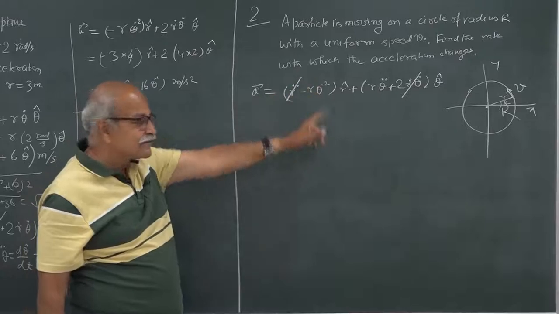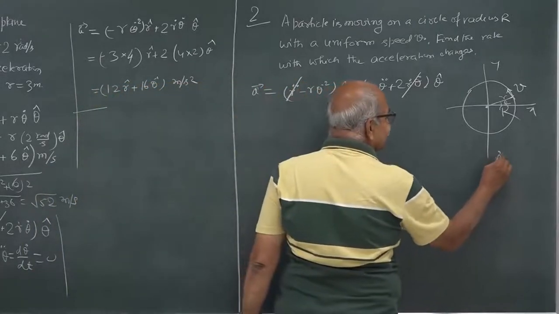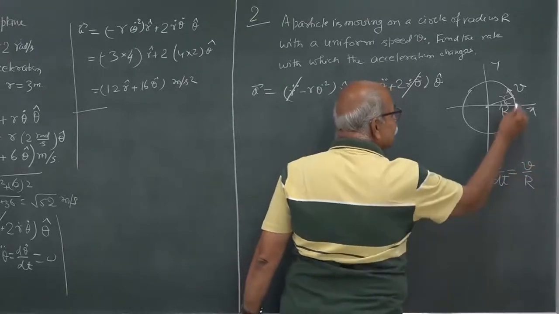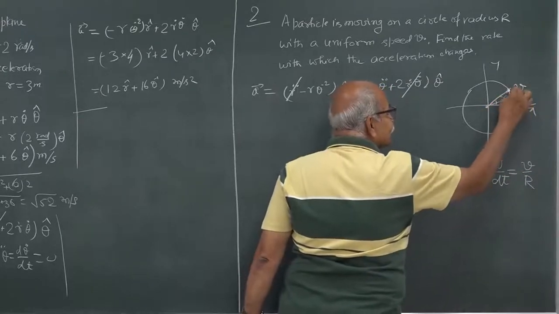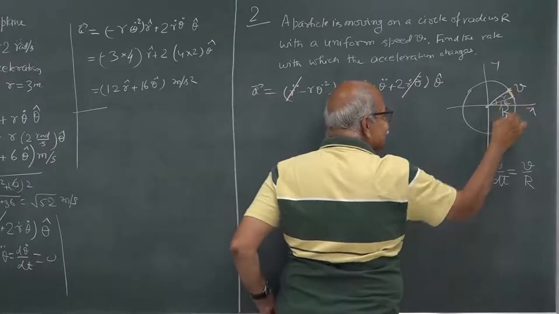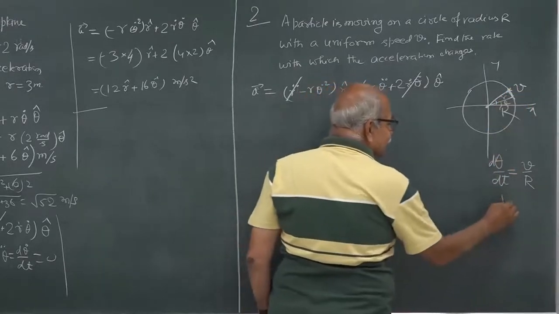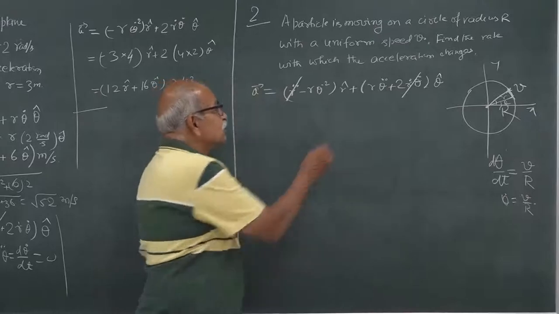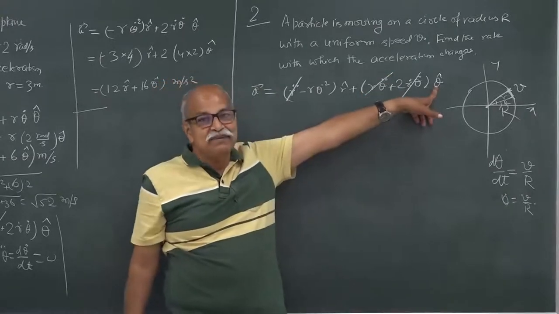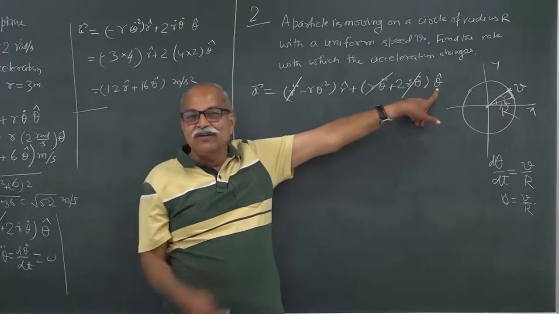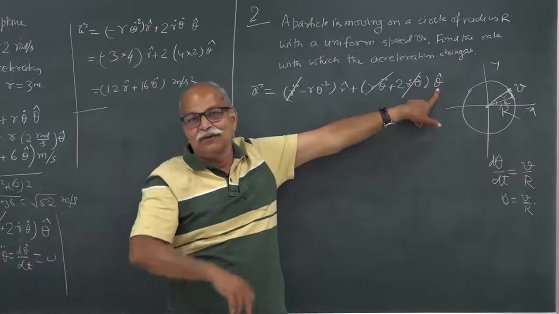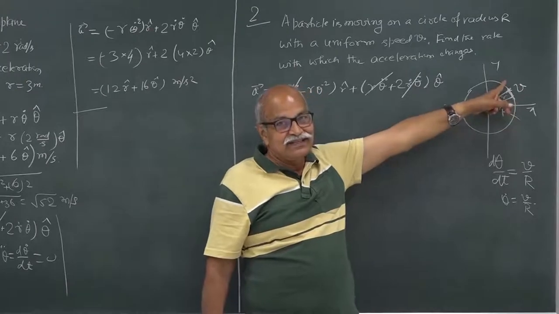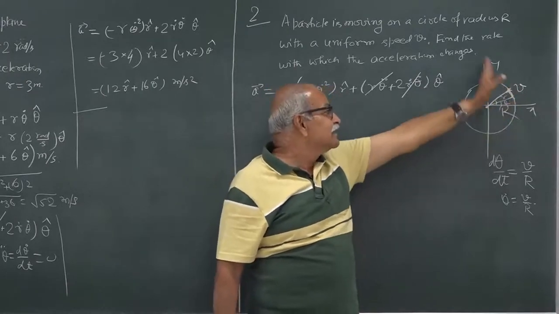And theta dot, the angular velocity d theta by dt, is v by r, because if this is d theta and this is v times dt, then d theta by dt will be v by r. So theta dot is v by r, v is constant, r is constant, so theta double dot is 0. So you do not have any theta cap component of the acceleration, we know it. If the speed is not changing, the tangential acceleration is 0. And here the tangential acceleration is the same as the theta component of the acceleration, because here this theta direction is actually tangent to the path.